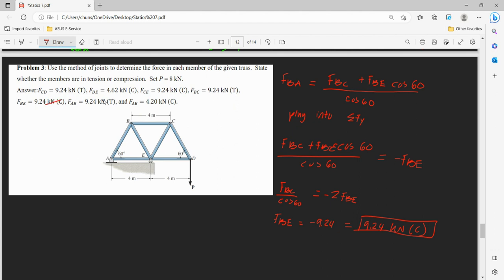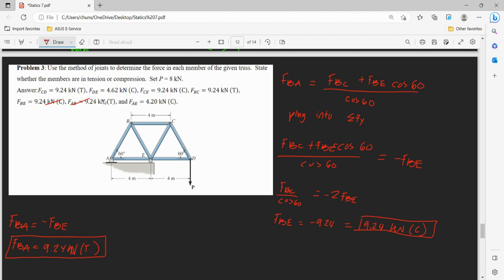Okay, so there's that one done. And then let's go back to FBA. So FBA is equal to negative FBE. So then FBA is equal to positive 9.24 kilonewtons in tension. Okay, so that's that one done.